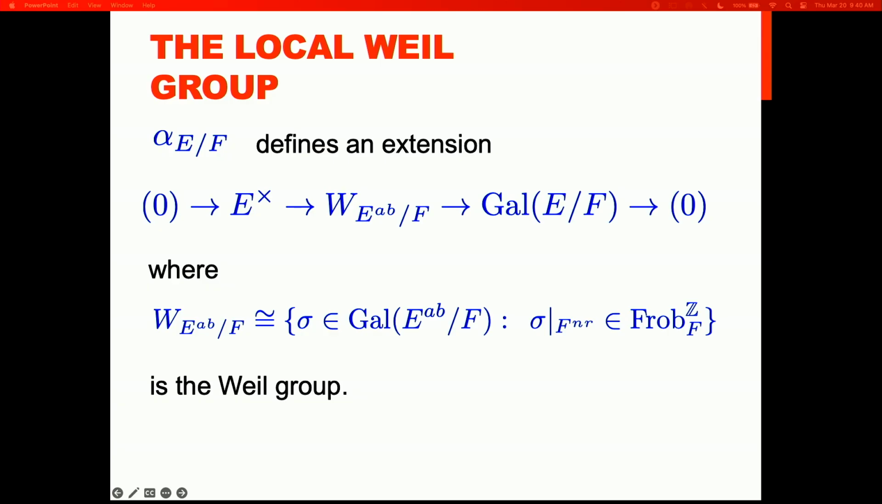However, in this case, we do have a completely canonical description of it, at least if I'm working within a fixed algebraic closure of F. I can take the Galois group of the maximal abelian extension of E over F and take those elements of that Galois group that, when I restrict to the maximal unramified extension, are an actual integer power of Frobenius rather than a limit of integer powers of Frobenius. So in this case, it's completely canonical.